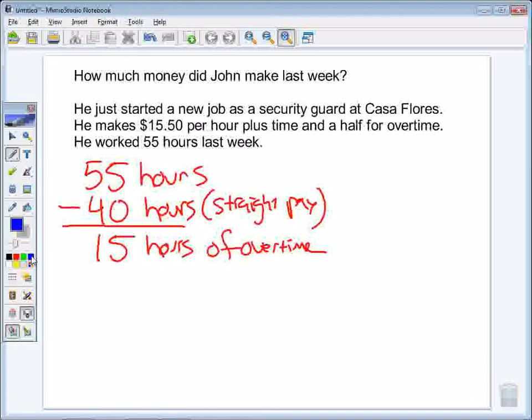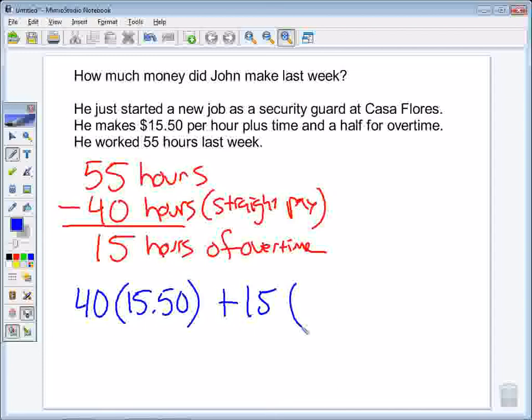So I want to know, how much money did John make last week total? So I take my 40 hours, his 40 hours at straight time, which is $15.50. I'm going to add to it what he makes for overtime. Well, he worked 15 hours of overtime that week, times his base salary, which is $15.50, times 1.5, because that's time and a half. And this is going to give me how much money he earned last week.